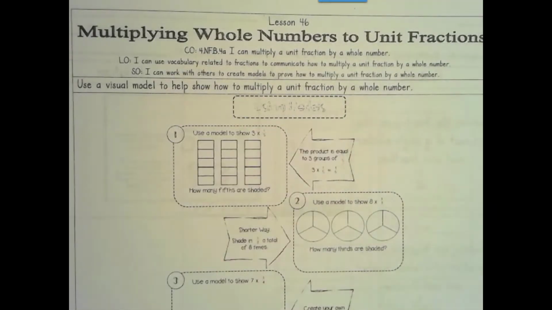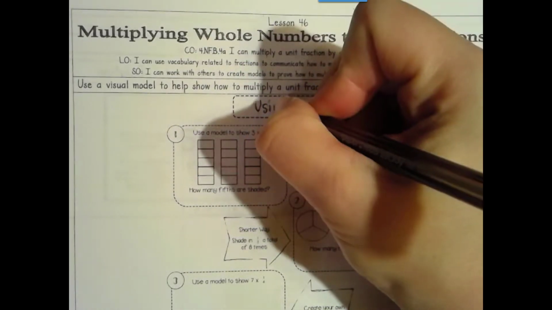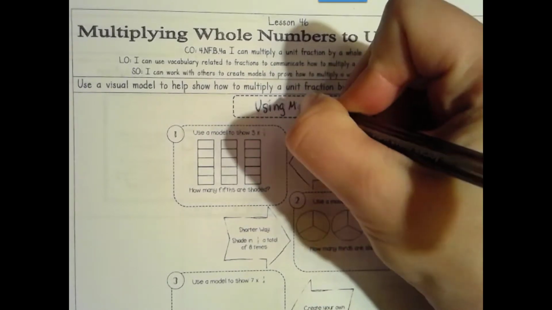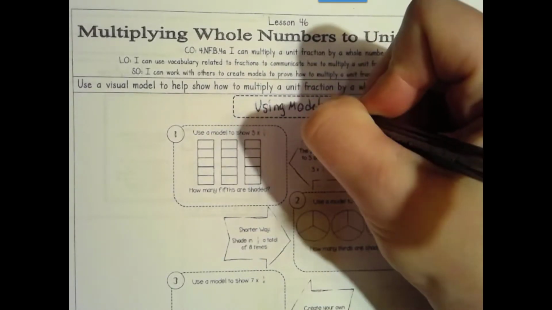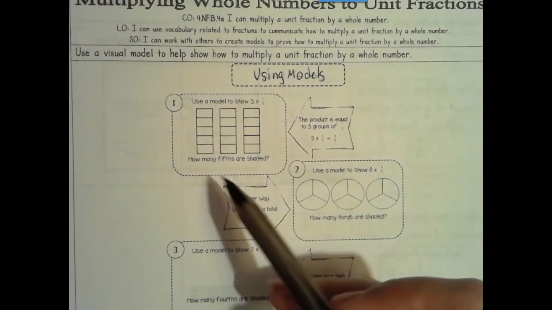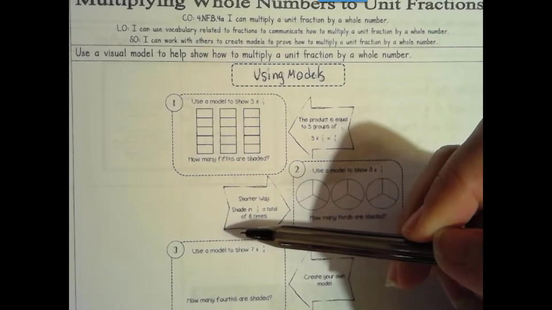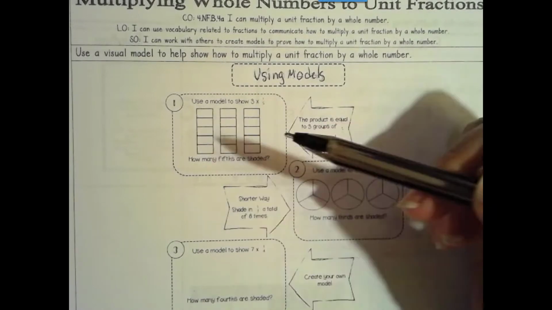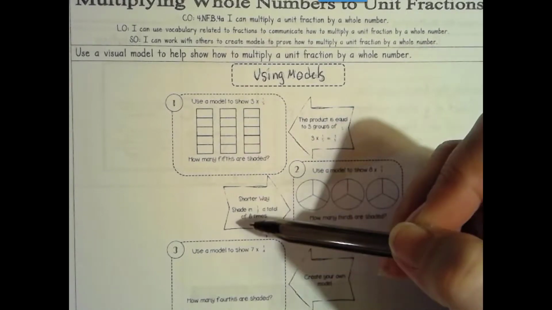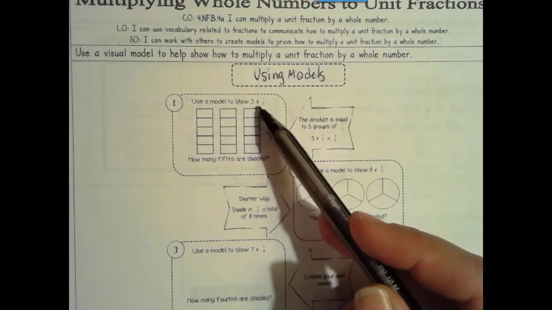So here we're going to be using models. That's what this says. I know it's not very clear, but it does say using models. Here we have 3 different whole units, and they're cut into 1, 2, 3, 4, 5 pieces each. So they're cut into fifths. It says use a model to show 3 times 1/5.